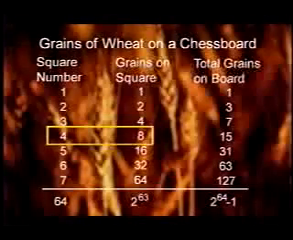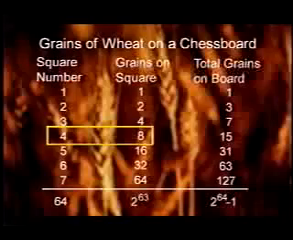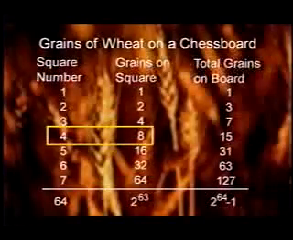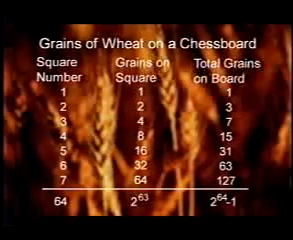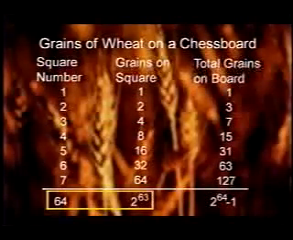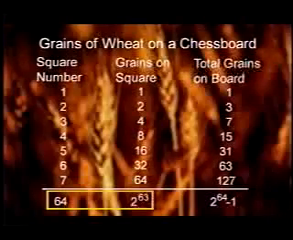We note there are 8 grains on the 4th square. Now I can get this number 8 by multiplying 3 2's together. It's 2 times 2 times 2. It's 1 less than the number of the square. Now that follows in each case. So on the last square, I'd find the number of grains by multiplying 63 2's together.